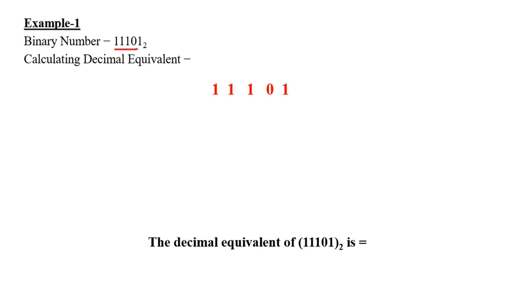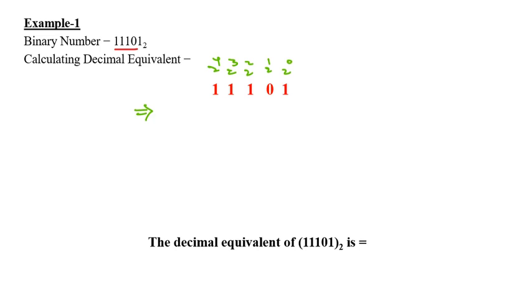That is, the positional value of the 1 is 2 power 0, 0 is 2 power 1, and then 2 square, 2 cube, and 2 power 4. This is my first step: identify the positional value of each digit. So in my second step, multiply each digit by its positional value.